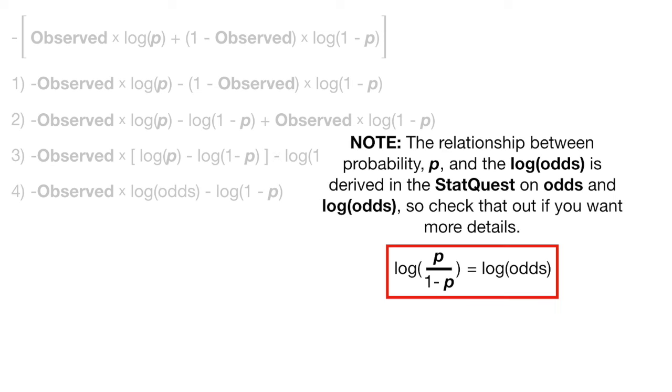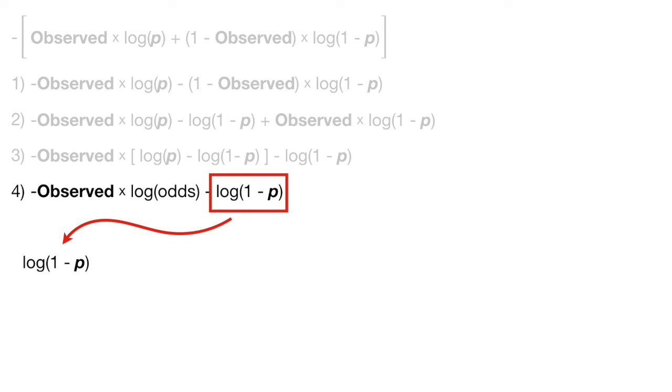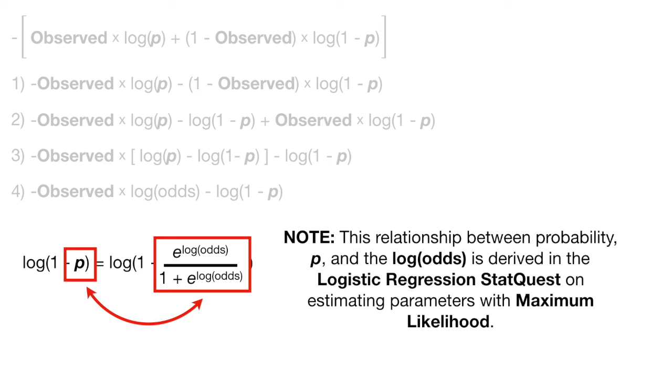Note, the relationship between probability, p, and the log of the odds is derived in the StatQuest on odds and the log of the odds, so check that out if you want more details. Now we need to convert the log of 1 minus p into a function of the log of the odds. The log of 1 minus p equals the log of 1 minus e to the log odds divided by 1 plus e to the log odds. Note, this relationship between probability, p, and the log of the odds is derived in the Logistic Regression StatQuest on estimating parameters with maximum likelihood.